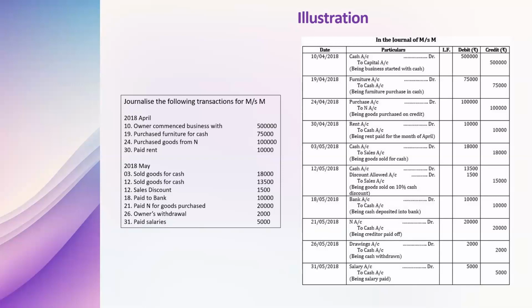So as of now, we have seen the basic entries: cash purchase or cash sales, credit purchase or credit sales, owner's investment and owner's drawings, paying rent and salaries, and deposit in bank. In our further sessions, we are going to see in detail the brokerage and commission received, interest being paid to the bank, and dividend being distributed to the shareholders.